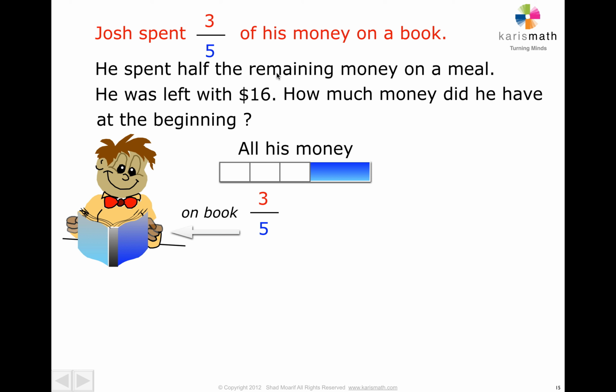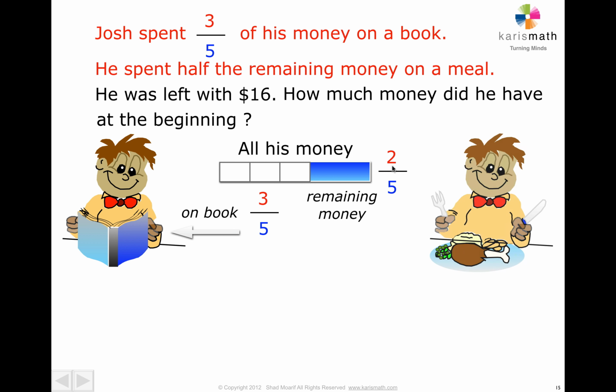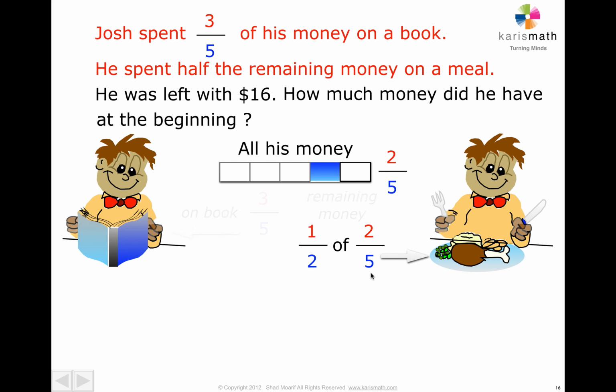Now, he spent half the remaining money on a meal. In this bit, well, this is obviously 2/5. This is the remaining money, and half of it went on this meal. So you take half of this, it is gone. Half of 2/5 obviously is 1/5. So 1/5 of his money is spent on food. Now he's left with $16.